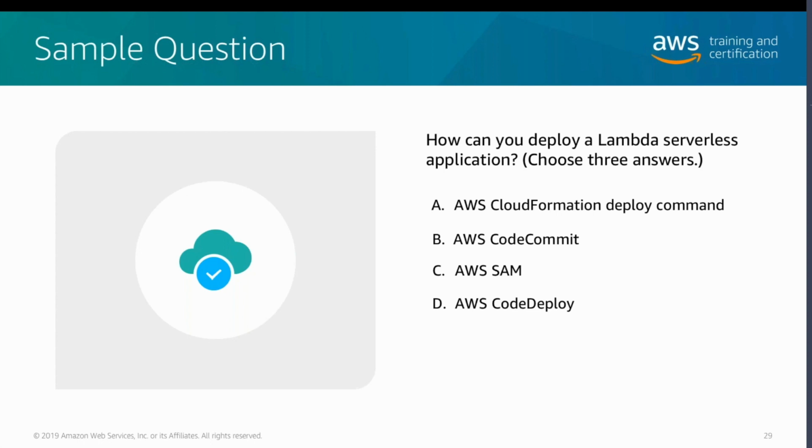Well, we're deploying a Lambda serverless application. Now, you already heard me talk about SAM, so I'm going to go ahead and give that one to you. And I think earlier I mentioned CodeDeploy as well. So now we're down to two choices because we just need one more. And that's, can we deploy a Lambda service through CodeCommit and CloudFormation, or the CloudFormation deploy command? And someone has already posted the CloudFormation deploy command.